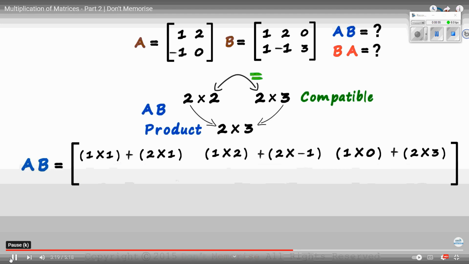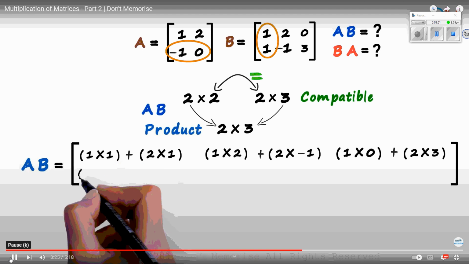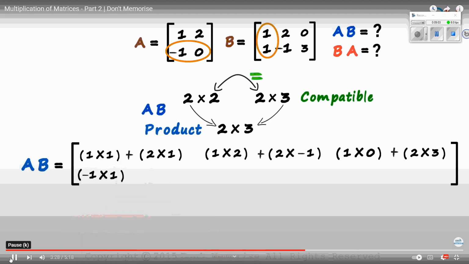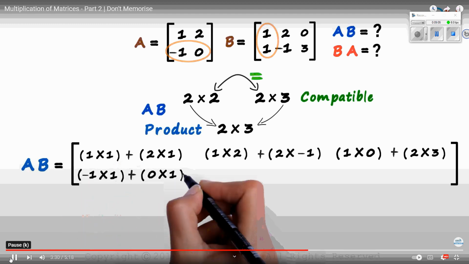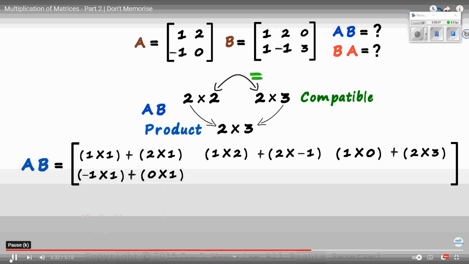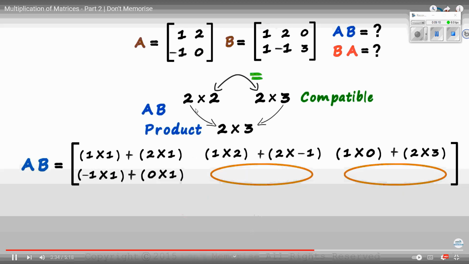To find the element in the 2/1th position, we multiply the second row with the first column. We get -1 multiplied by 1 plus 0 multiplied by 1. Why don't you try finding the elements in these 2 positions? Pause the video and give it a shot. Good. Pause the video.